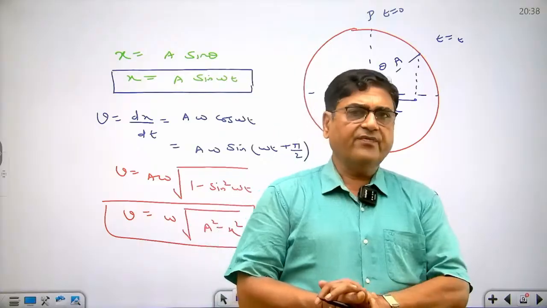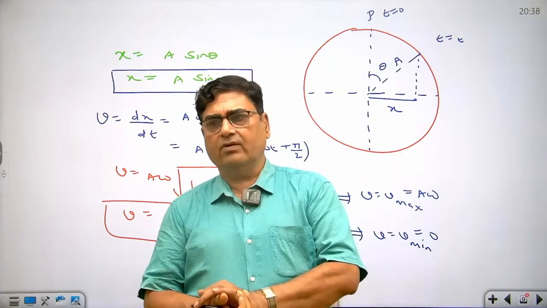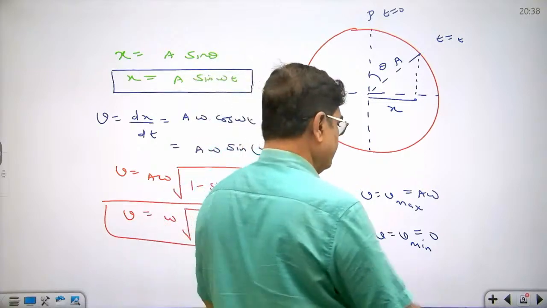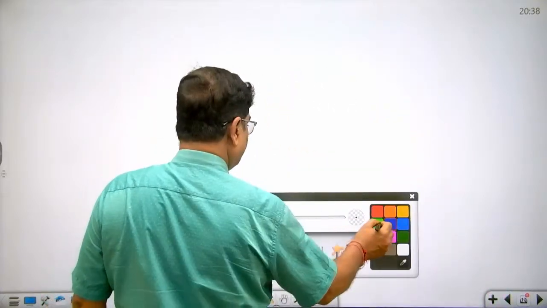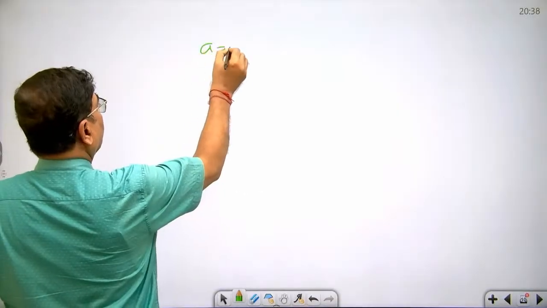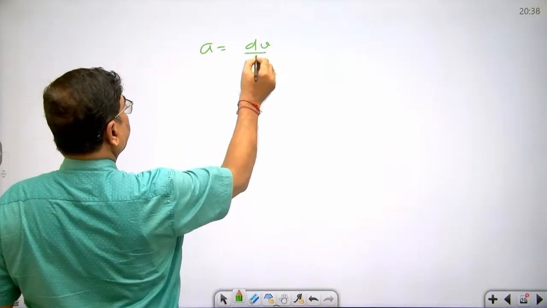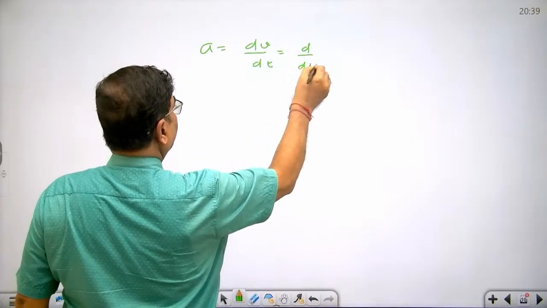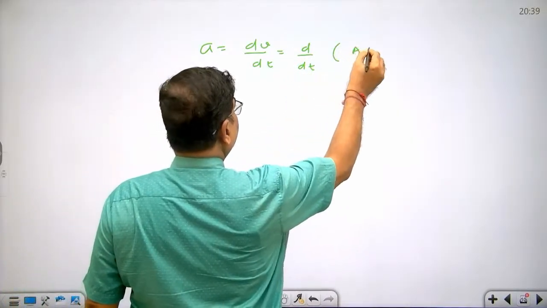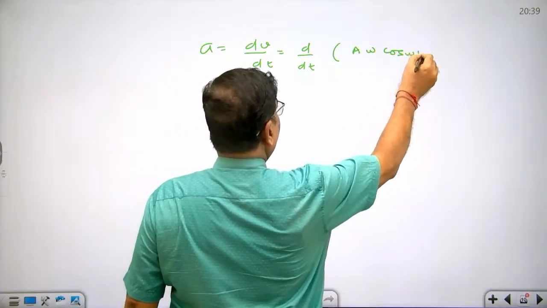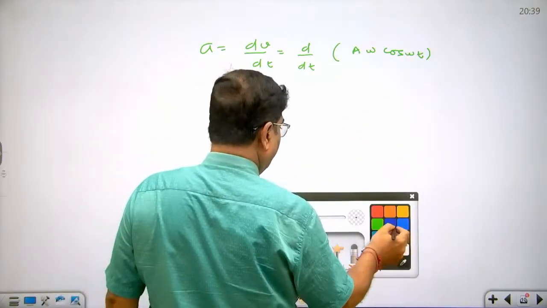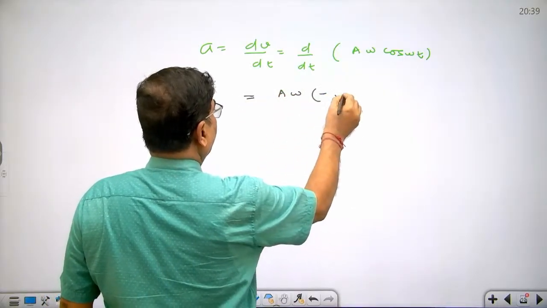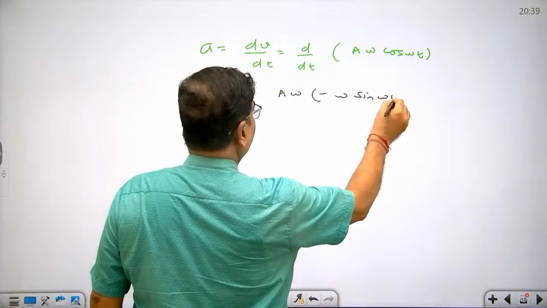Dear student, if you differentiate velocity with respect to time, you will get acceleration. So let's do it. Acceleration can be written as dv upon dt. And what is v? V is A omega cos omega t. So if we make the differentiation, we will find this is A omega times minus omega sin omega t.